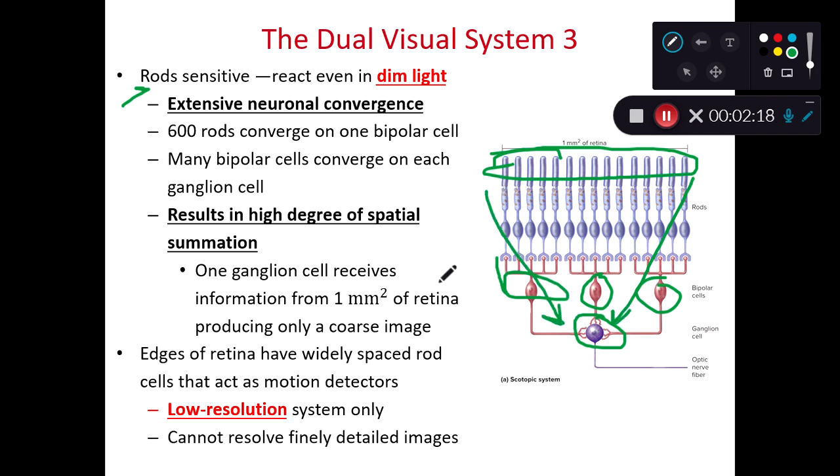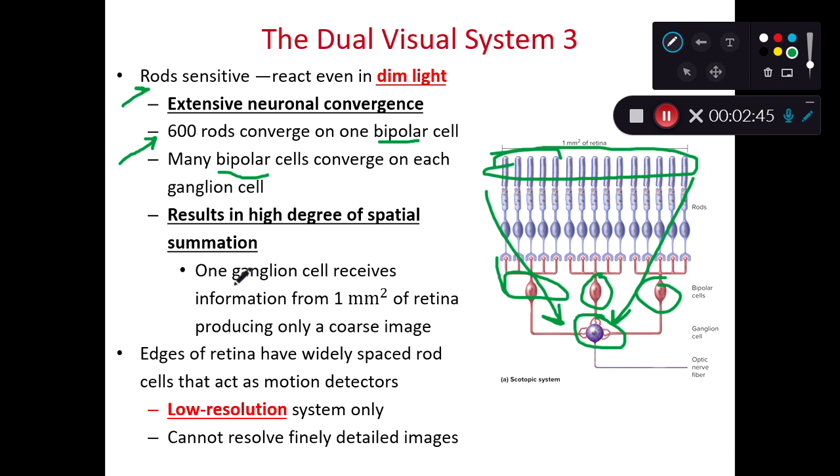And this figure simplifies things. In our retinas, we can have as many as 600 rods converge to the one bipolar cell, and then those multiple bipolar cells all converging to one ganglion cell. What does this mean? It's not uncommon to have well over 1,000 rods converging at one ganglion cell. So this means that we have a high degree of spatial summation.